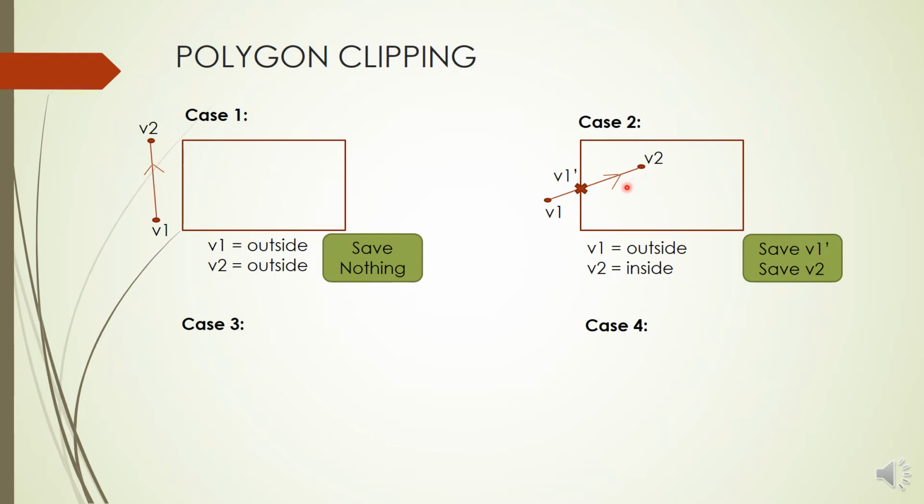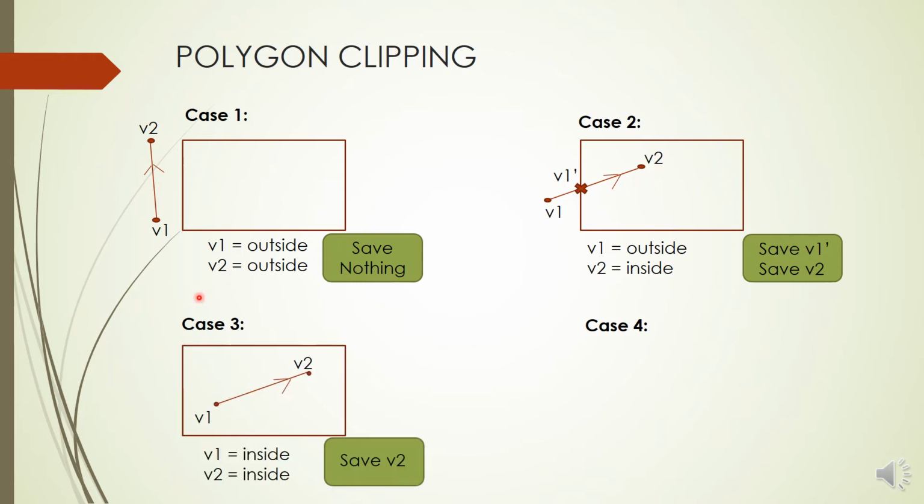Let's look into case number 3. In this clipping window, there is V1 and also V2. Both are inside this clipping window. V1 is inside, V2 is also inside. So we save V2. Why do we save V2 only here? Because this is the end point, the end of this line. We save this one because both are already inside. That's case number 3.